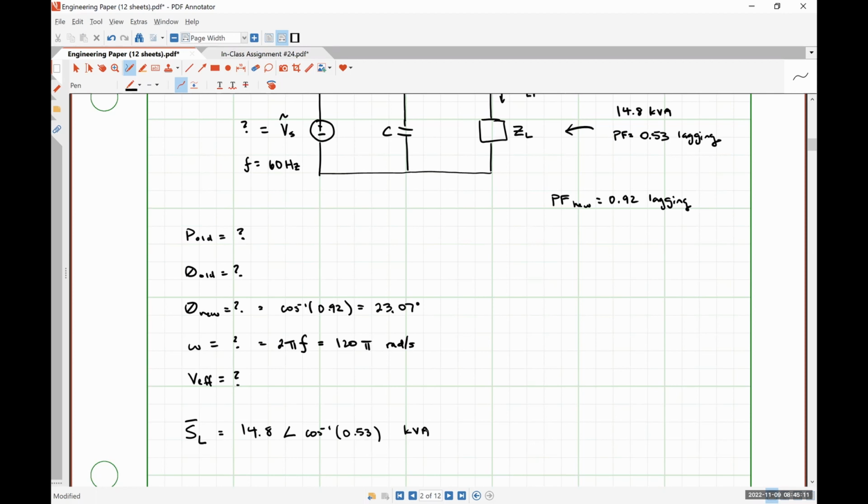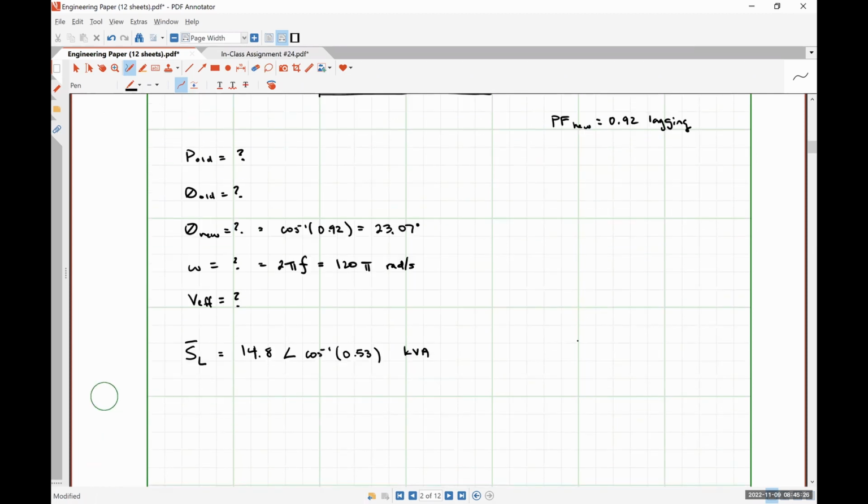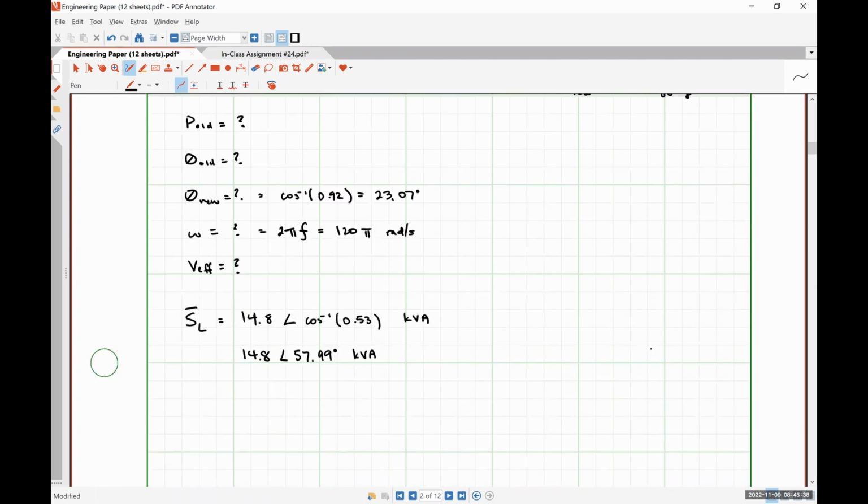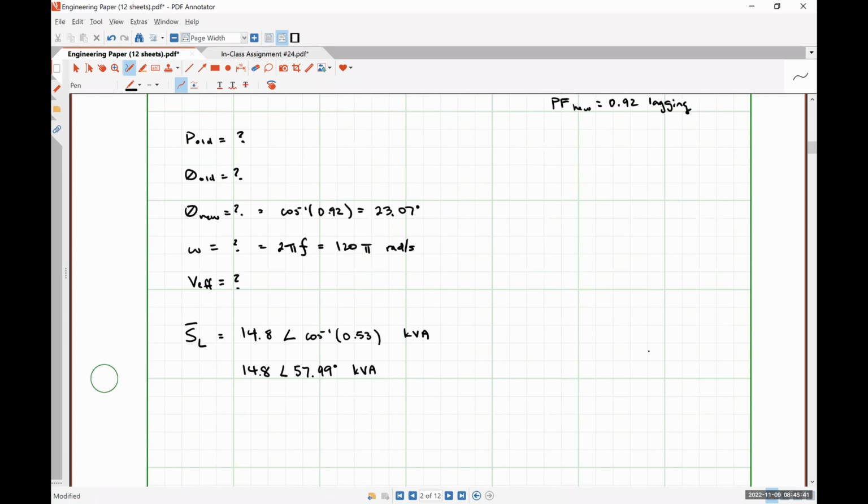So what's the inverse cosine of 0.53? 58 exactly? Okay. So 14.8 angle 57.99 degrees kilovolt amperes. Okay. The impedance of our, I'm going to write load here because I don't want you guys to confuse it with the complex power absorbed by an inductor.